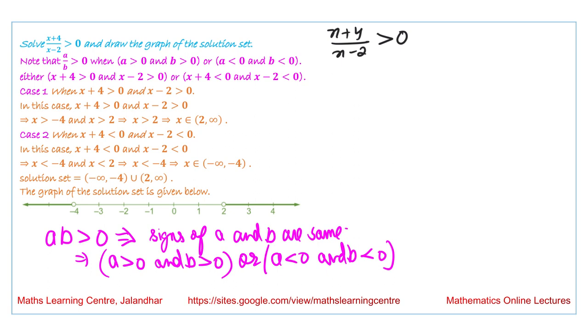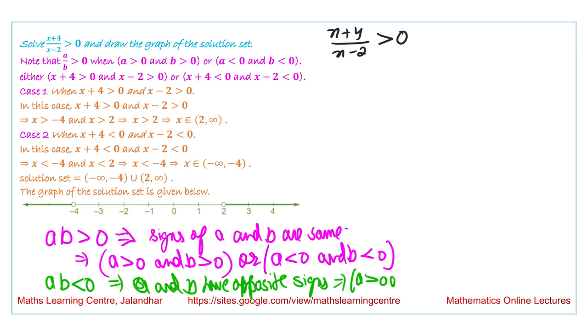Similarly, if we are talking about the case ab is less than 0, it means that a and b have opposite signs. So if a is greater than 0, then b is less than 0. If a is less than 0, then b is greater than 0. Similar is the case when we are talking about the condition.